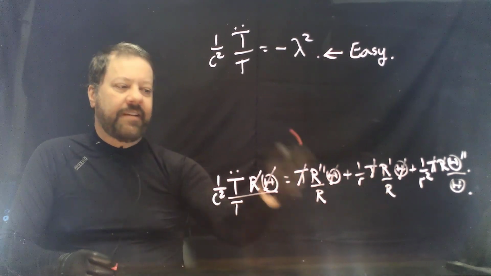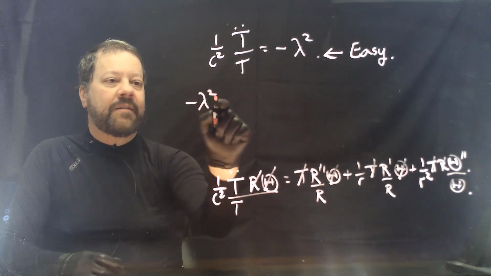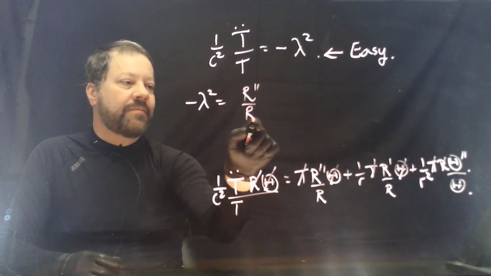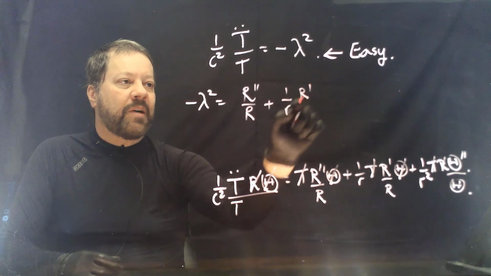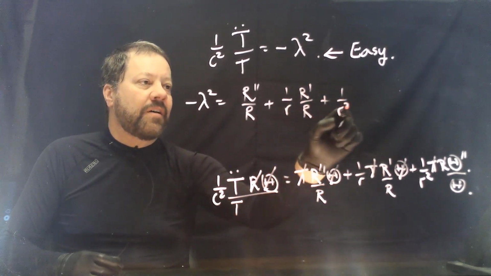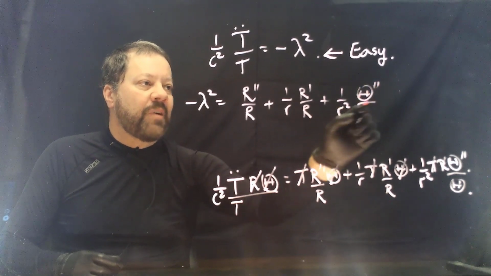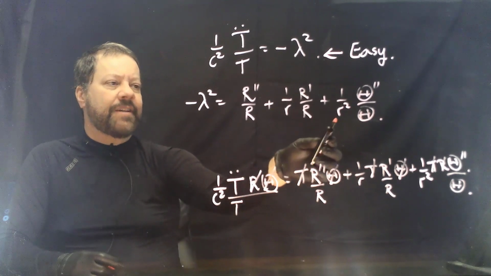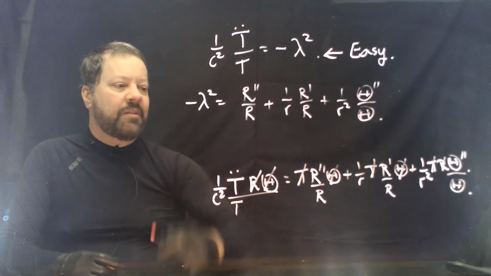What's left, then, is minus lambda squared equals R prime prime over R plus 1 over r R prime over R plus 1 over r squared Theta prime prime over Theta. And you can see that we need to get rid of this r squared. So we'll multiply the entire equation through by r squared.